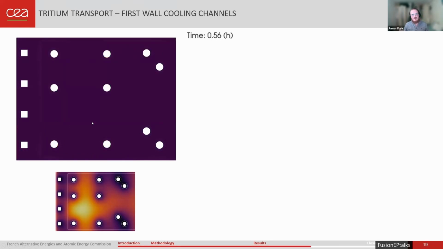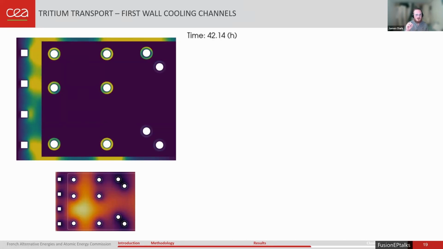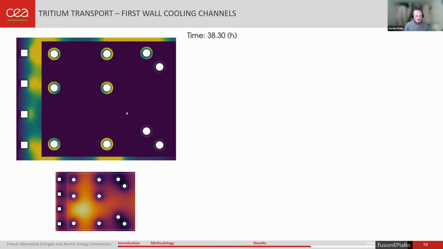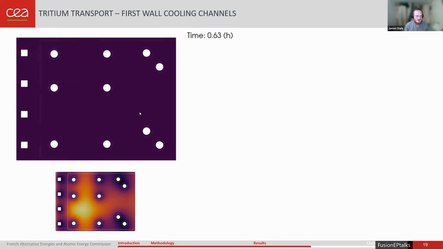And that's because the temperature is imparting enough energy onto the hydrogen so that it can escape from these energy wells. And so it can escape the traps and continue diffusing over, potentially permeating into our cooling channels as well.